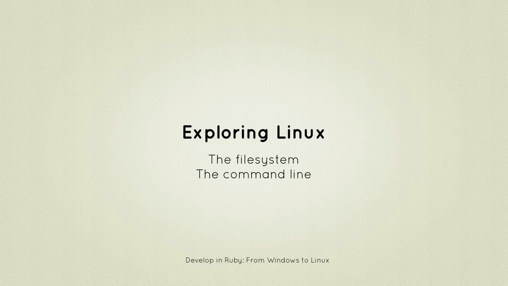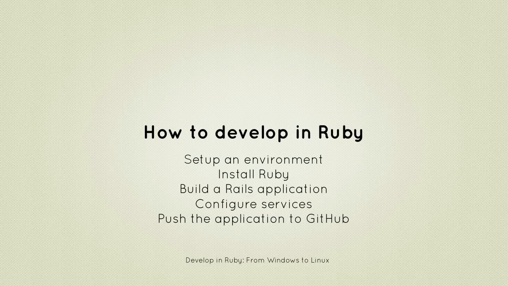Finally, we'll develop a very simple Ruby application, a Rails application to be specific. We're going to set up our environment, install a Ruby version, then we're going to build our application really simple. Then we're going to configure some services such as a database and a web server. And finally, we're going to push the application to GitHub to explain in a little more detail some tools that require the command line and everything.